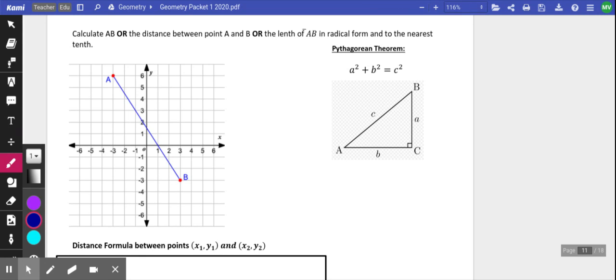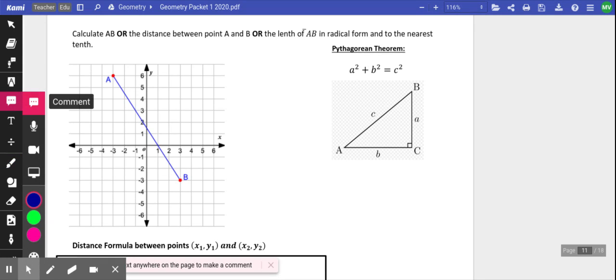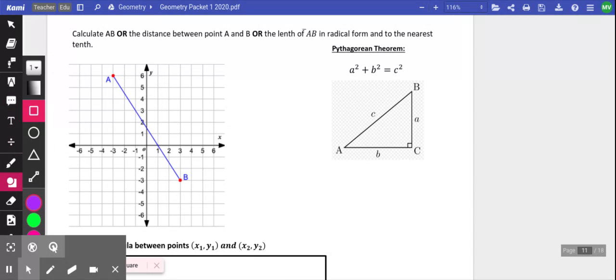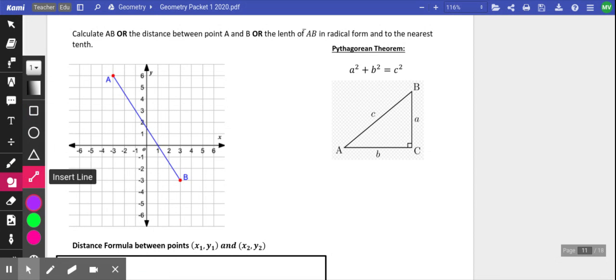And on Cami, there's a tool, if I remember where it is, under shapes. So there's a tool under shapes where it draws a line. And then what I want to do is from A, I'm going to draw a vertical line. And then from B, I'm going to draw a horizontal line. And they will always intersect to form a right triangle.